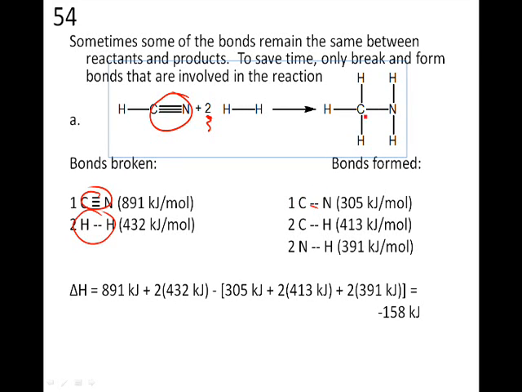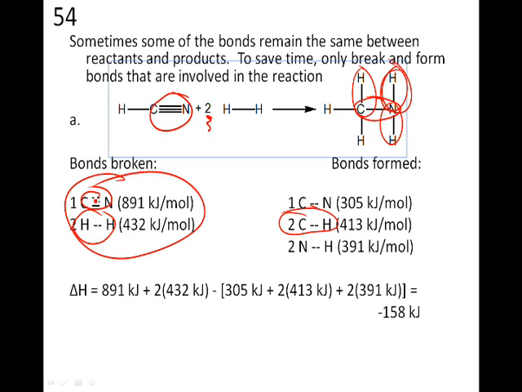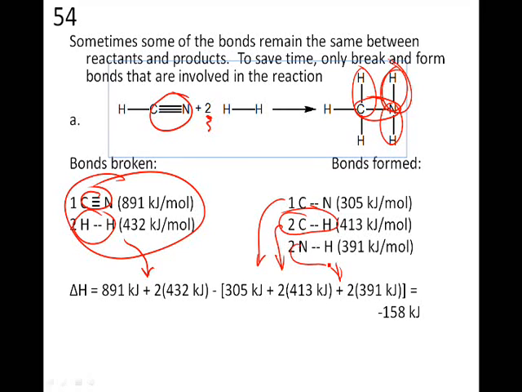This carbon-nitrogen single bond is formed. These two carbon-hydrogen bonds are formed. And two nitrogen-hydrogen single bonds are formed. So we're going to add all of these. That's what we've done down here. And then we're going to subtract each of these. Now, the way I tend to do this is subtract each one of them in a separate step. You can add them all together and subtract them, whichever works best for you. But you should have gotten negative 158 kilojoules.